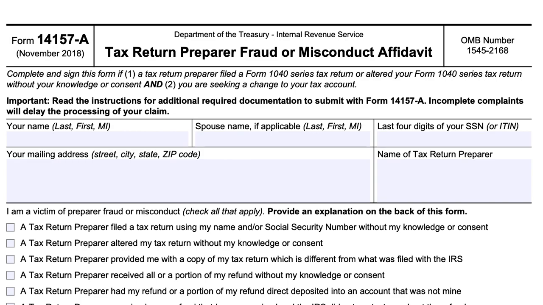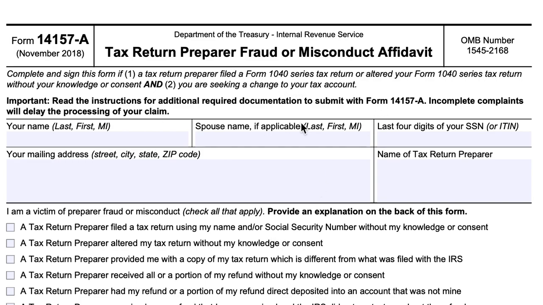You'll complete both forms in their entirety, and you'll submit as well a signed copy of your income tax return as you intended it to be filed, if you're required to file one, and then a copy of your tax return that you received from your tax preparer. So let's go over this step by step.